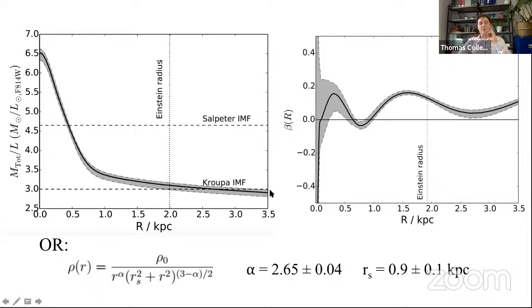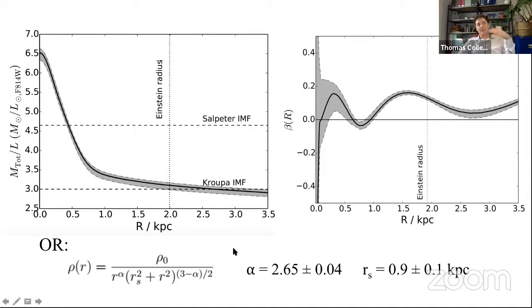So rising from a Milky Way-like IMF, initial mass function, at very large radius, and then becoming super Salpeter, far more mass per unit light in the central kiloparsec than you would expect from even a Salpeter-like stellar initial mass function. So that's one model that fits the data.